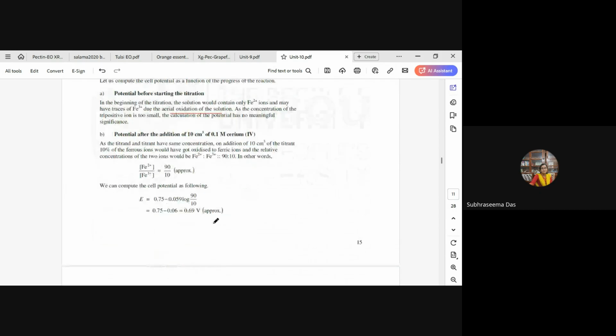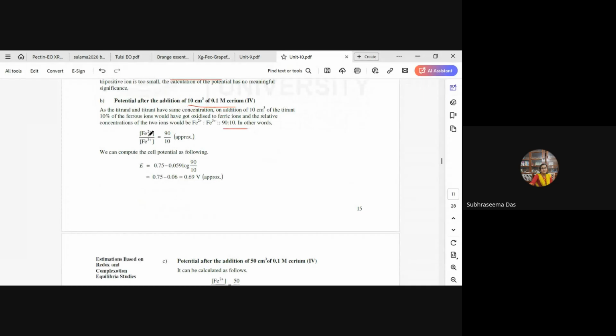Then what happens to the potential after addition of 10 ml of 0.1 molar Ce4+? We have Fe2+ in the iron solution and then we add 10 ml of 0.1 molar Ce4+. So here the concentration of Fe2+ and Fe3+ would be in the ratio of 90:10. Then we compute the value: Fe2+ by Fe3+ becomes this, then the value of E becomes this.